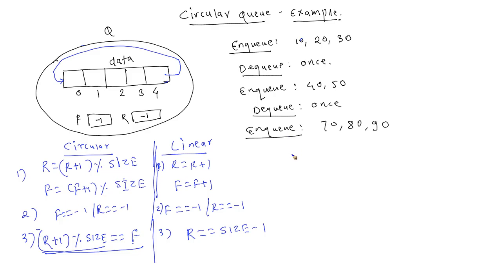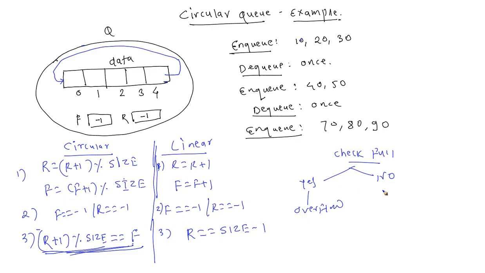For insertion, we saw in linear queue there are two possibilities. I'll write the steps here quickly. Check full; the answer will be either yes or no. If yes, overflow. And how will you check full? Use this formula to check whether it's full or not.